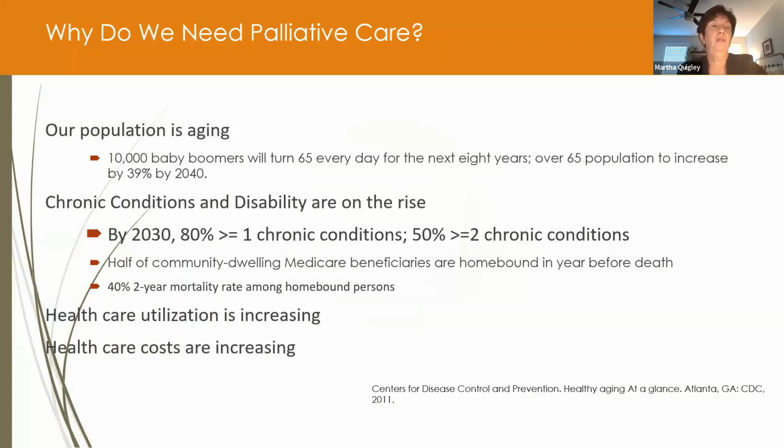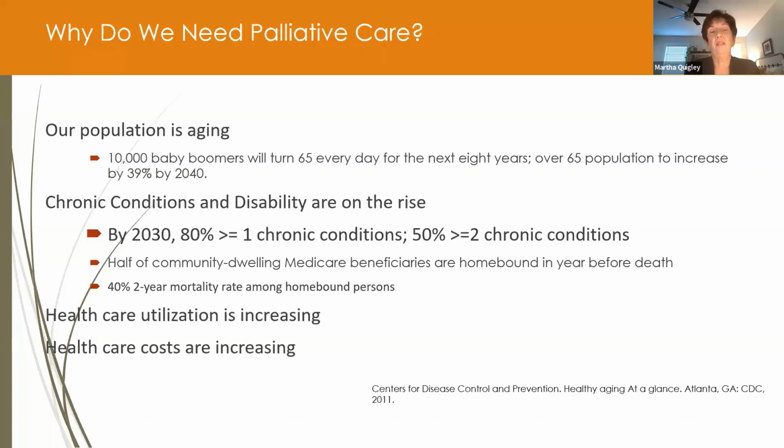So we say, why do we need palliative care? Well, first of all, our population is aging. The number of baby boomers is increasing. We are going to probably take over the world by 2040 with a gigantic increase in the over-65 population. Chronic conditions and disabilities are on the rise, and with increasing age, these conditions increase. By 2030, 80% of Medicare recipients will have one chronic condition and 50% will have two.